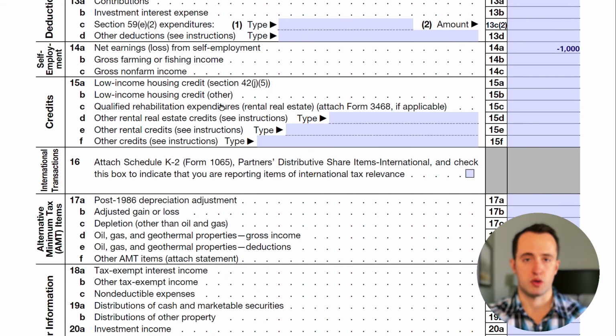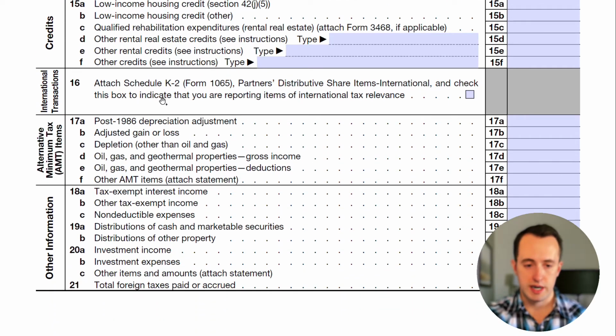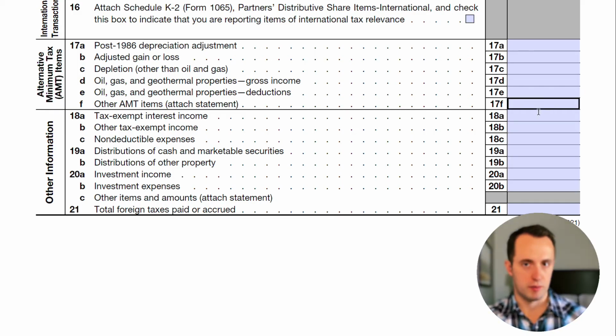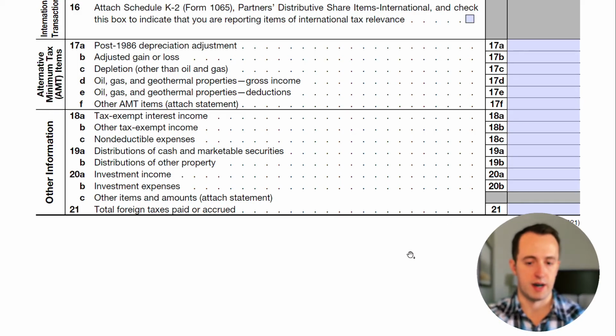Credits, a lot of this deals with real estate, so like low income housing credit, qualified rehabilitation expenditures, if you're not invested in real estate, all the 15 items are not going to apply. International transactions, so long as you're not sending money overseas, won't be an issue. Alternative minimum tax, not applicable to the majority of people. And then other information is going to be like tax exempt interest, non-deductible expenses, investment expenses, or if you're paying foreign taxes, not going to be applicable to the majority of people filling out the 1065.